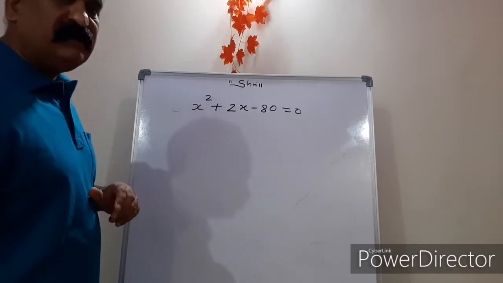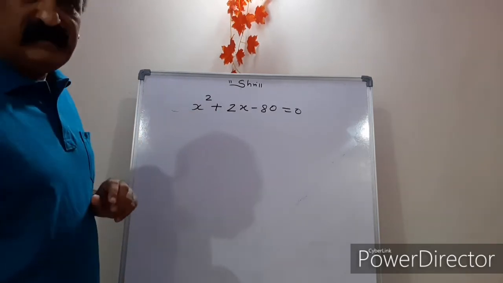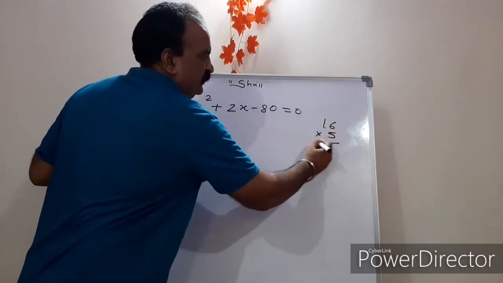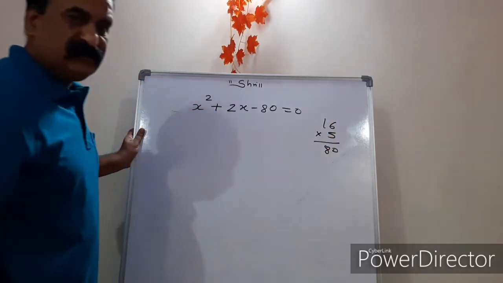But somebody will tell me, sir, 16 fives is also 80. Suppose you are getting 16 into 5, so 16 into 5, 80 is there.